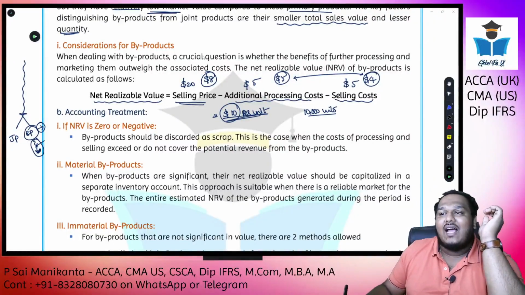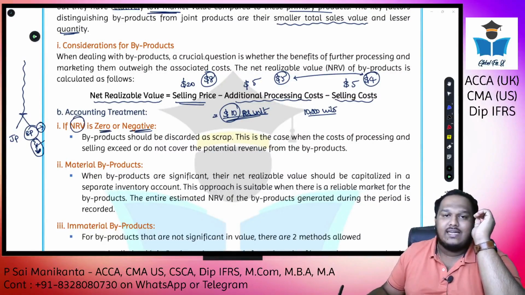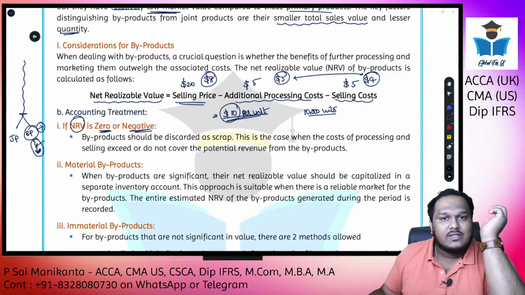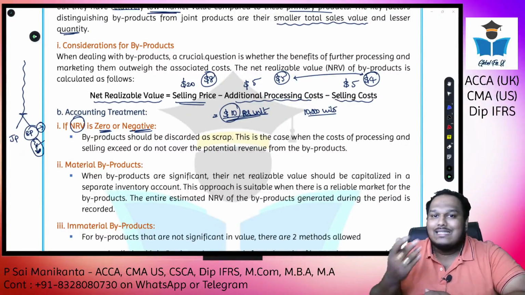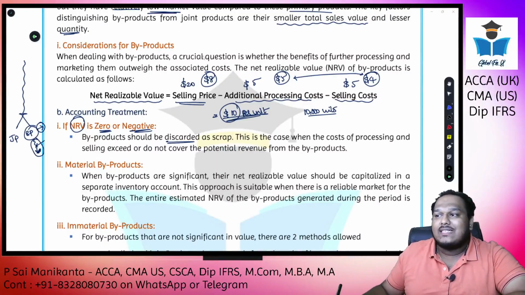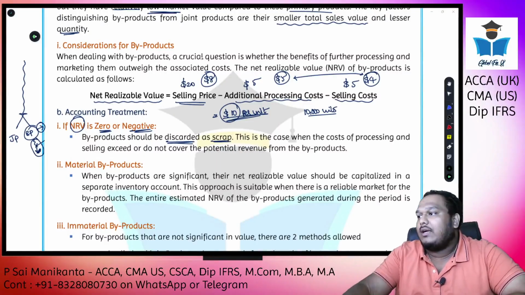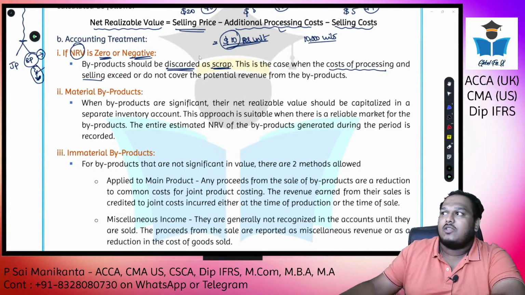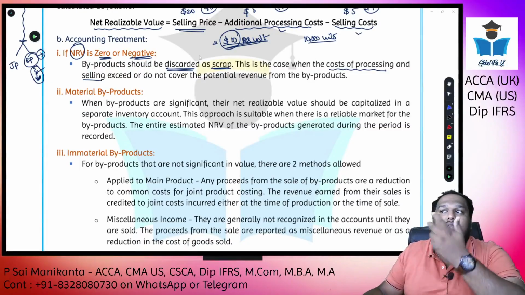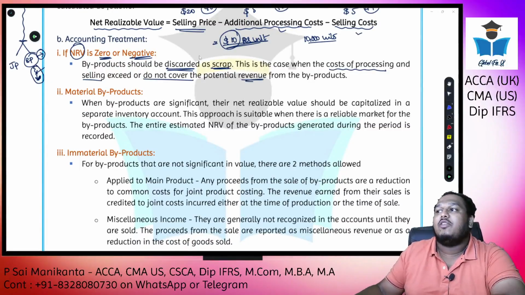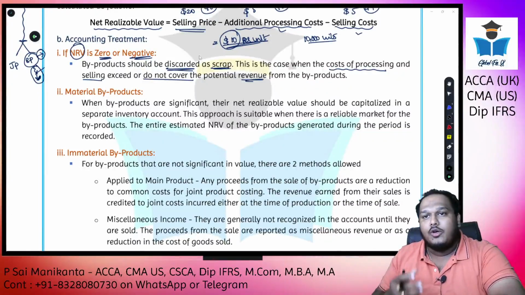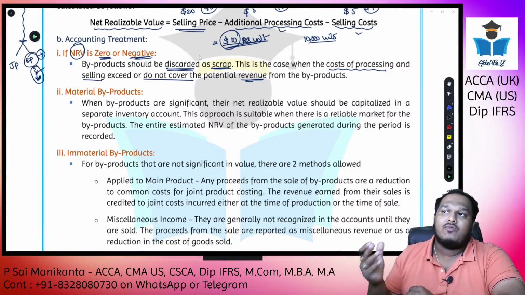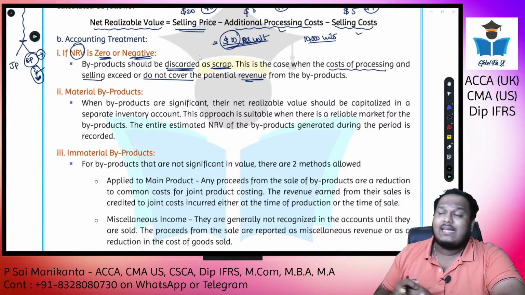If the NRV is 0 or if it is negative, that means you are either not getting any benefit or you are actually making a loss by further processing the byproduct. Then do not further process it, scrap it off. The byproduct should be discarded as scrap immediately, right? This is the case when the further processing cost and the selling cost do not even cover the revenue that you are going to get from it. So you are going to get less money than what you are going to spend. So do not do that. Scrap the byproducts in that case. Next one.